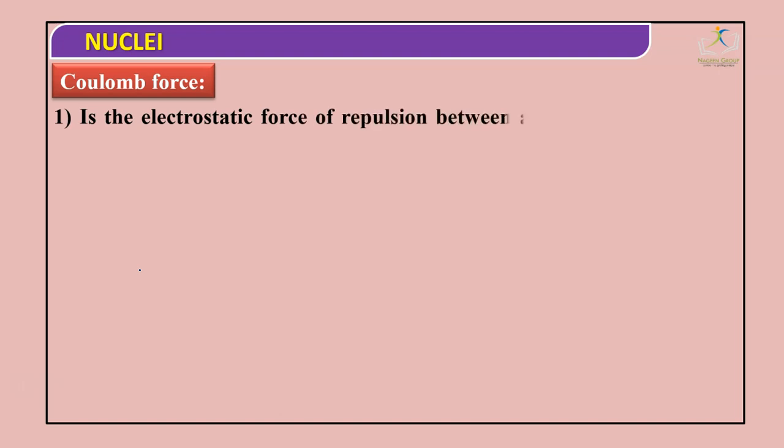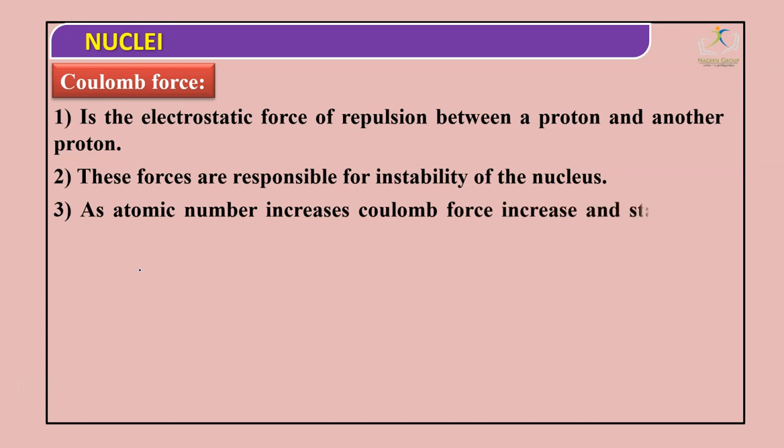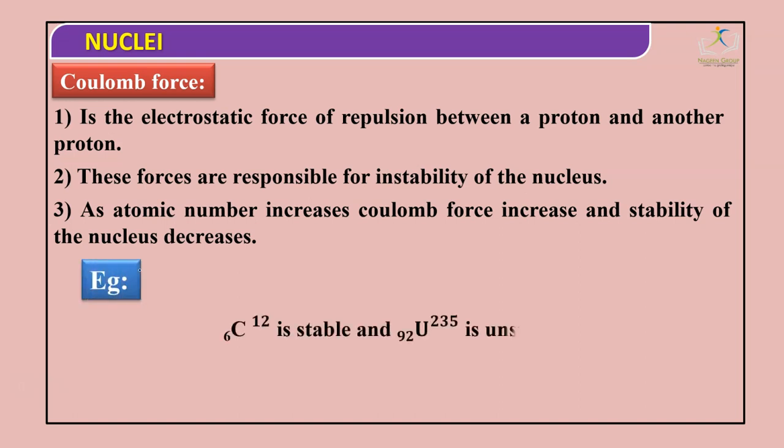Coulomb force is the force of repulsion between a proton and another proton. These forces are responsible for the instability of the nucleus. As the atomic number increases, Coulomb force increases and the stability of the nucleus decreases. For example, 6C12 is stable, but 92U235 is unstable. So as the mass number increases, the instability continuously increases.